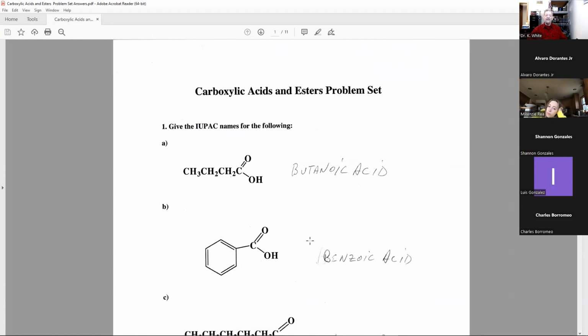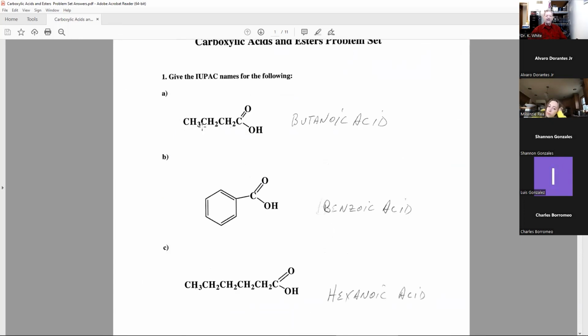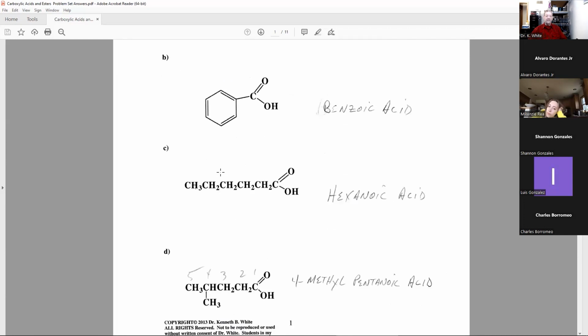That's why I call them practice problems. You've learned that from test 1 and 2. All right, give the IUPAC name for the following molecules. Well, what do you do? You look for what's different. Let's look at C. Two oxygens, carbonyl, hydroxy group, R group: carboxylic acid.